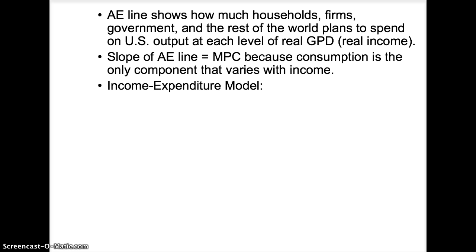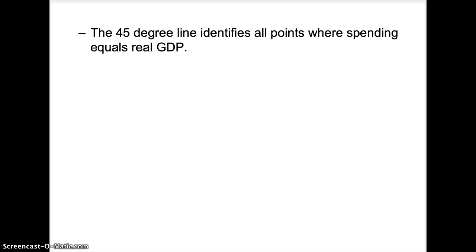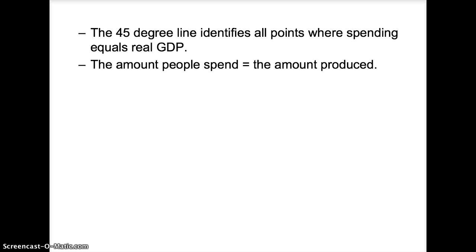The income expenditure model. Aggregate expenditures on the vertical axis, real GDP or real income on the horizontal axis, a 45-degree line, which I will describe in just a moment, and the AE curve in blue. The 45-degree line identifies all points where spending equals real GDP. In other words, the amount people spend is the same as the amount of goods and services produced. There will be no change in inventories. This will be illustrated as point E on the next diagram.